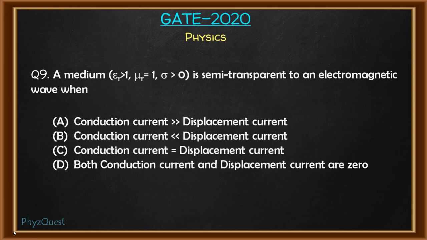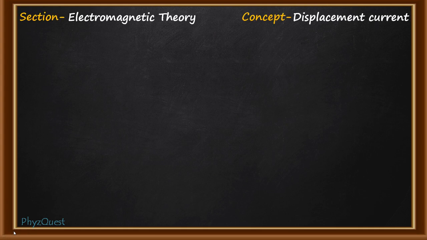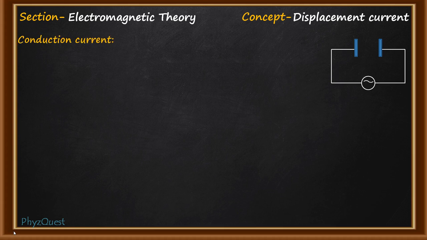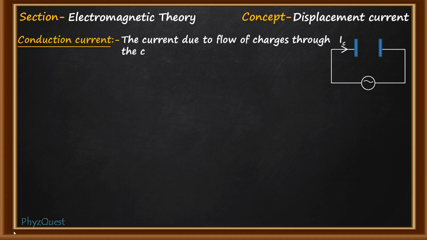So let's get started. This question comes from the section Electromagnetic Theory, and the concept involved here is the displacement current. First of all, you must understand the difference between the conduction current and the displacement current. For that, the best would be to consider a circuit with a capacitor and an AC source. Conduction current is the current due to the flow of electrons through the conductor due to a steady electric field.